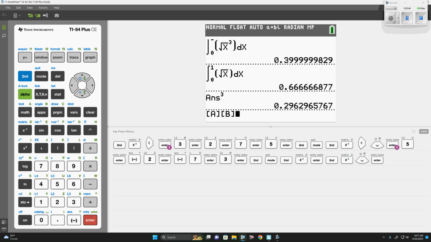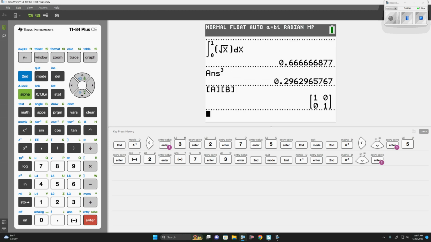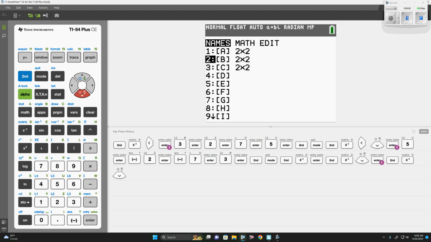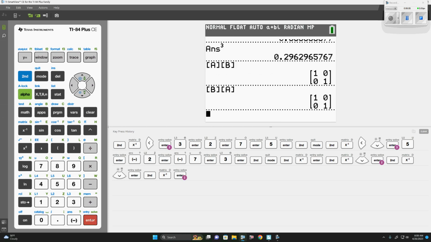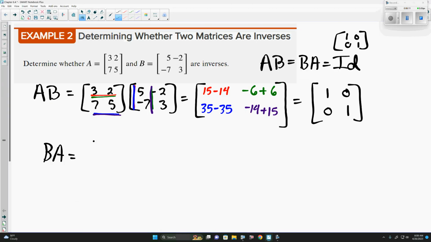Now we don't have to put a multiplication. We don't have to say A times B, because the calculator understands if I put the two next to each other like I just did, that we're saying we want to multiply. We get the identity. Matrix B times second matrix A is also the identity matrix. Therefore, these two matrices are inverses. They're indeed inverses of each other.